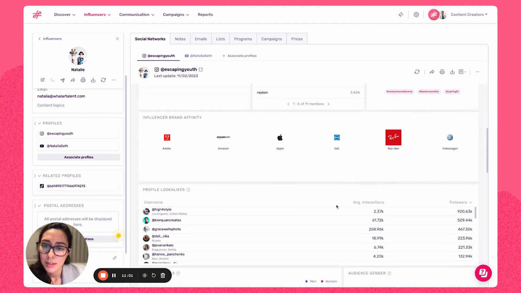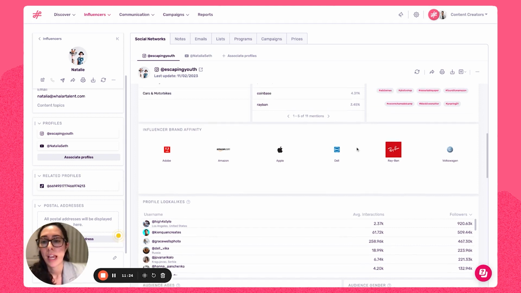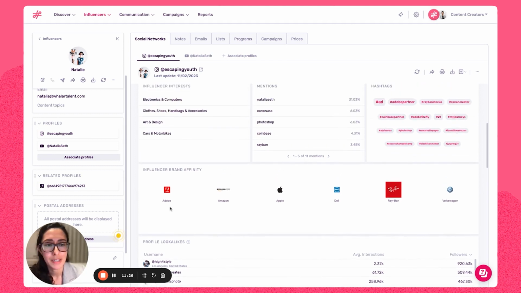And then down here in Influencer Brand Affinity, these are either brands that appear in her content because she likes them, or again, could indicate a professional partnership. So for example, maybe if she uploads a mirror selfie holding her iPhone and the Apple logo is visible, then maybe Apple would appear in her brand affinity for that reason. However, as we see above, she interacts with Adobe a lot, so perhaps this could indicate a professional partnership.